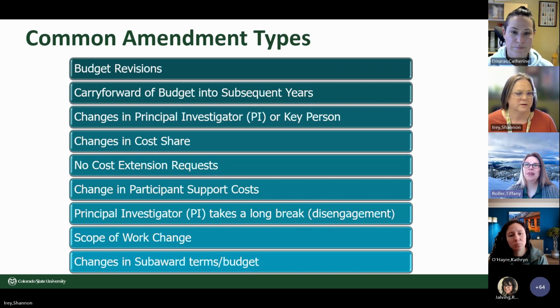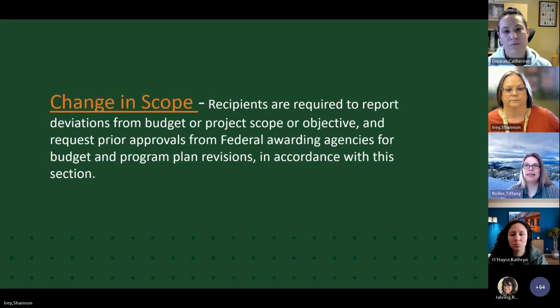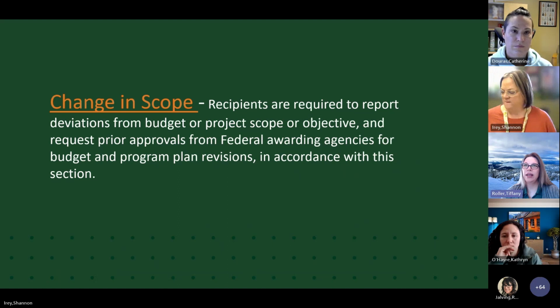Okay, so again, this list is just the types of actions that typically we need to get sponsor approval for, and that can result in award modification. We're going to go over just a few of them. We don't have time to go over all of them today, but we're going to dig into a couple. So change in scope, which there were only a couple of folks that had experience with this.